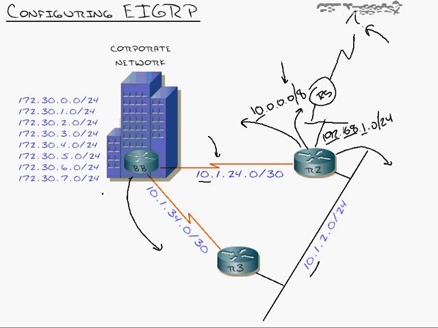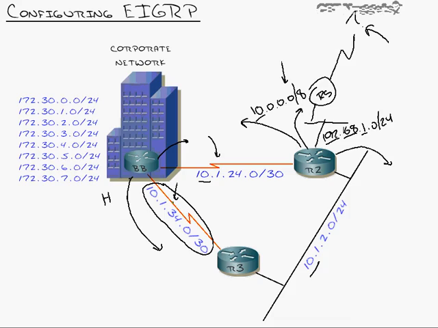EIGRP is now running on just this one interface right here on the backbone. So remember, the network command does two things. One, hello messages are going out, so it's trying to form a neighbor relationship. And two, it's going to advertise this network to its buds. So when it speaks to router 2 eventually, it's going to say, hey, I know about this network right here. So it will advertise those out. So that's the two functions of the network command.